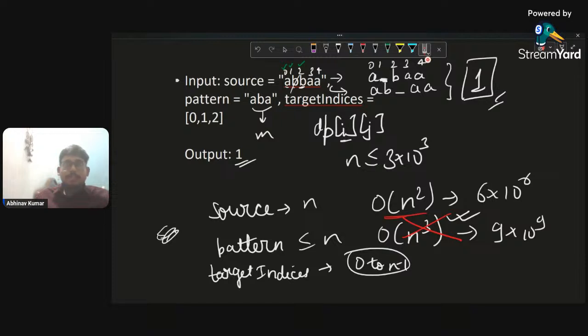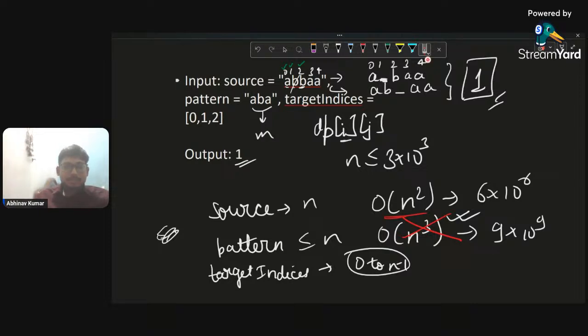Whenever you apply DP, you have to make sure that the state you select depends on whether you can write a transition for that state or not. That's what you have to keep in mind. So always think of the transition first. If you can take some state, then take that state and write the transition.